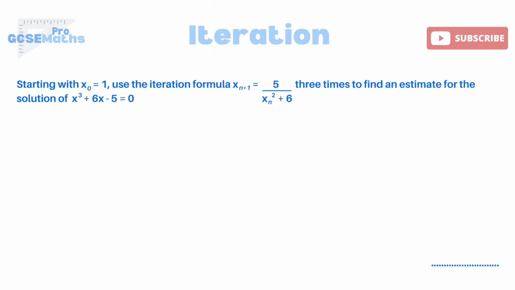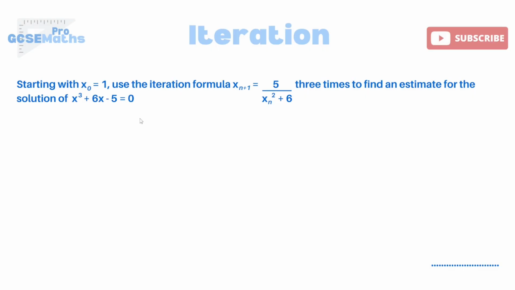Now, we have the same question again here, it's just written differently. So, they've said here, starting with x0 being 1, so they've given us our starting point, use the iteration formula. So in this case, we've actually mentioned iteration. Sometimes they will, sometimes they won't, and you have to pick up that it is iteration. Using the iteration formula, xn plus 1, so the next term, is equal to 5 over the previous term squared plus 6, 3 times, so again, often it is 3 times, to find an estimate for the solution of x cubed plus 6x minus 5 equals 0. So in this case, they've actually shown you the original equation that we are trying to solve.